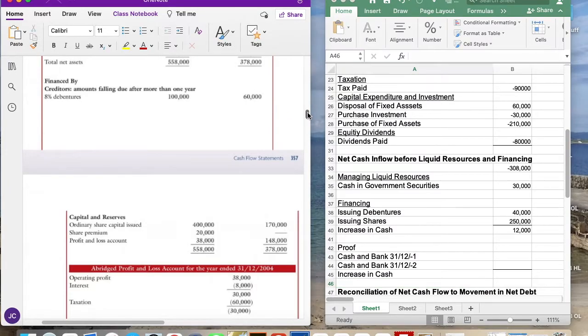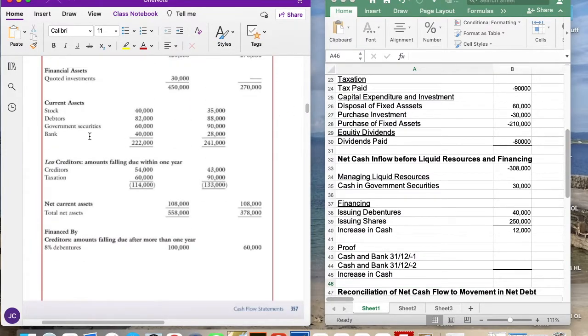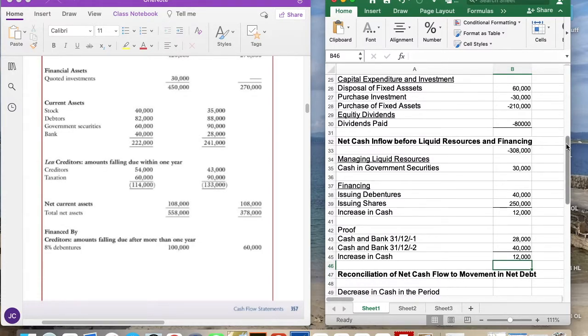Okay, so we go back to our current accounts here. So we see that our current assets, our bank figure was 28 at the beginning. Our figure at the end of the year is 40. So that means the cash has gone up by 12. So that means that the question so far is correct. Okay. Right, so that's the cash flow statement.